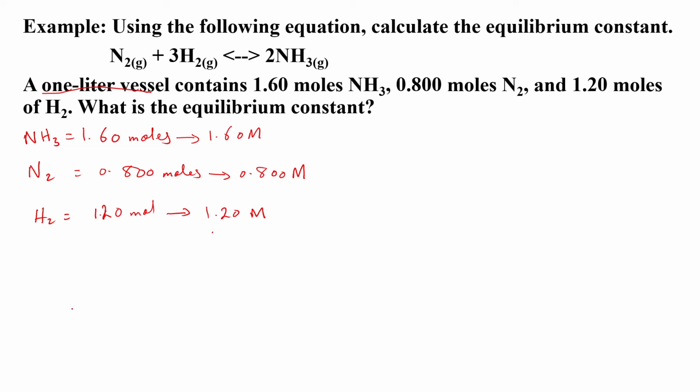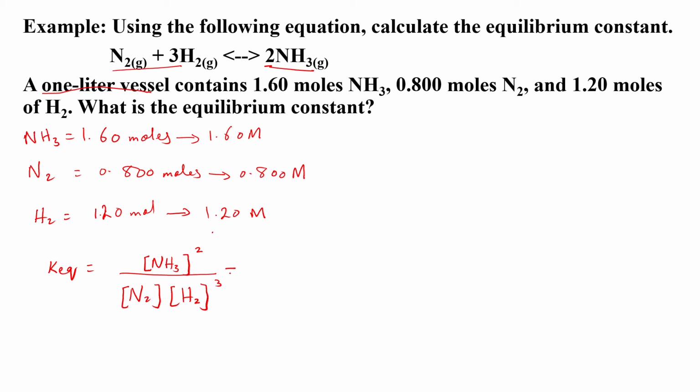Now let's write down the K equilibrium expression. K equilibrium equals product over reactant. So the product, we have NH3. We need the molar concentration of NH3, and this 2 will be the power here. Then we have the reactants here, product over reactant. We have 3 moles of hydrogen, so this will be the power here.